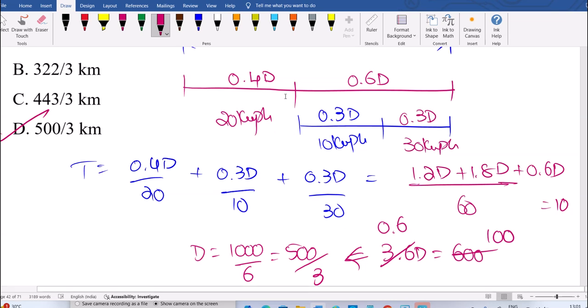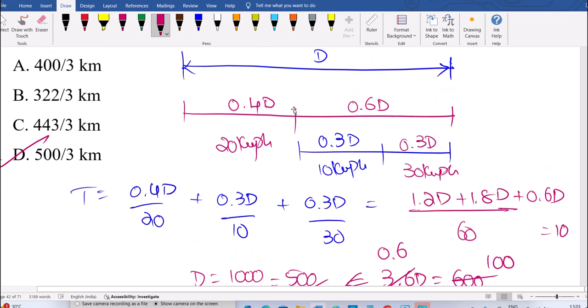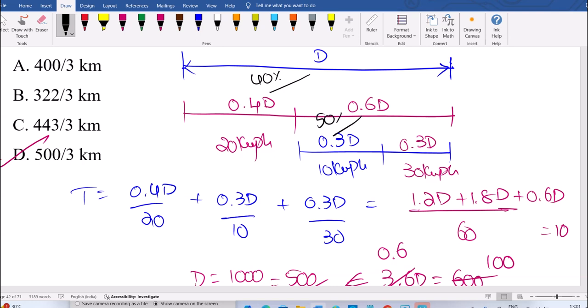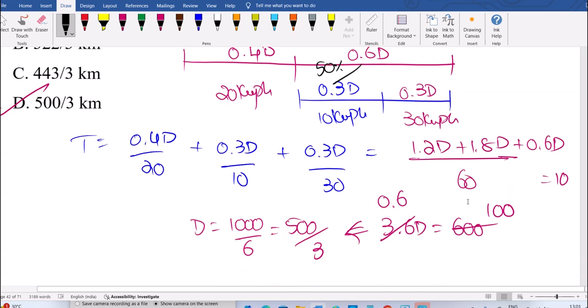This is one way of solving this question. The total distance we assumed as D. They said 40% of that, which means 0.4. 50% of the remaining means 0.3. The rest means the remaining is 0.3. Of the total D, 0.4 and 0.3 are completed, and the remaining is 0.3. Then distance by speed, distance by speed, distance by speed, adding all that, we got this. This is one way of approaching the question.